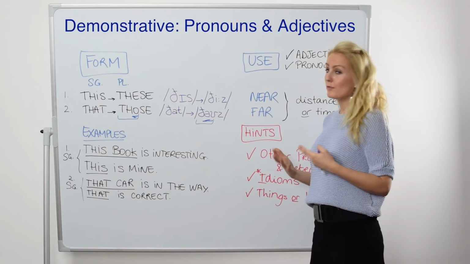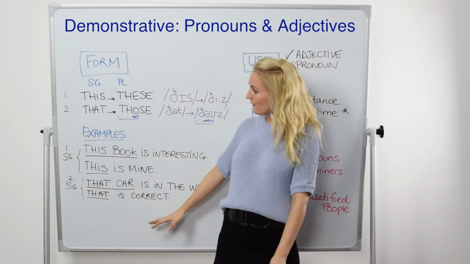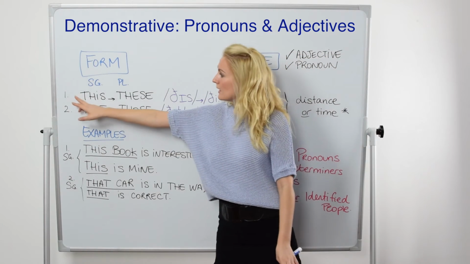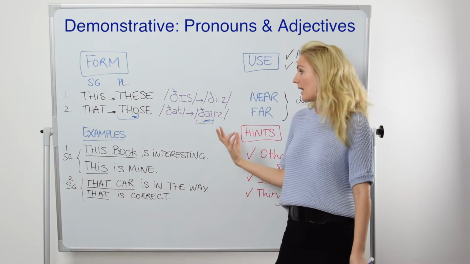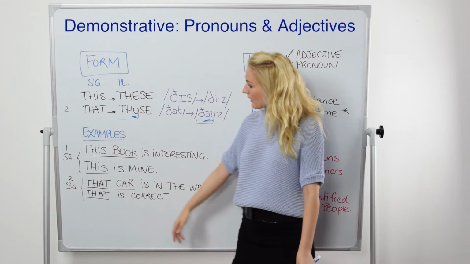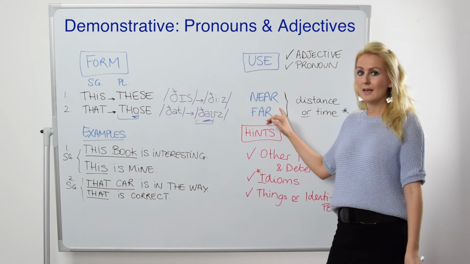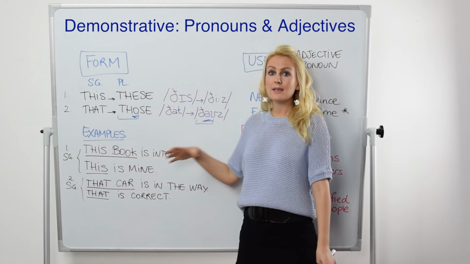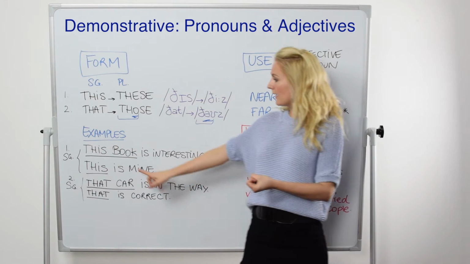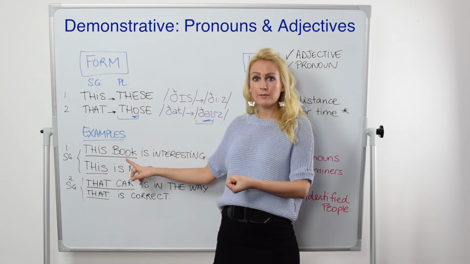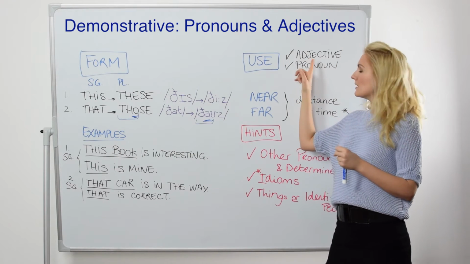Now let's look at a bit of practice, a few examples. Now my whiteboard is quite big, but I couldn't quite fit all the examples here, so I've just put the singular form of both pronouns or adjectives. So let's have a look at this. First of all, the singular, when we are referring to something that is near. This book is interesting. I'm showing you a book. This book is interesting. So here, this is followed by a noun. So it is not a pronoun, it's a demonstrative adjective.